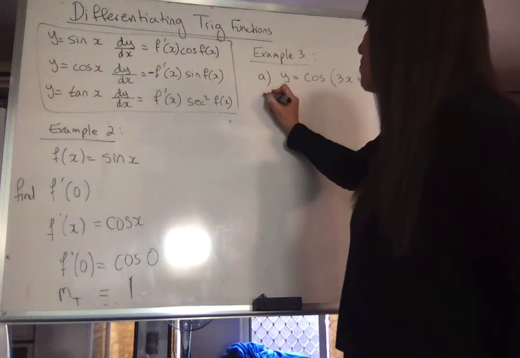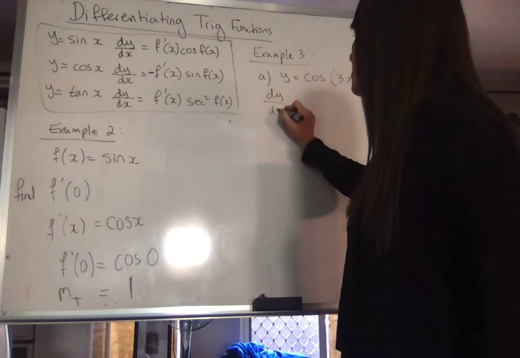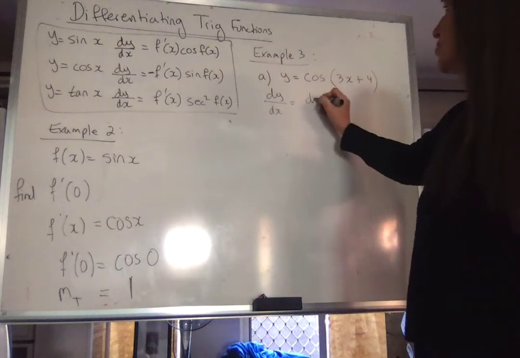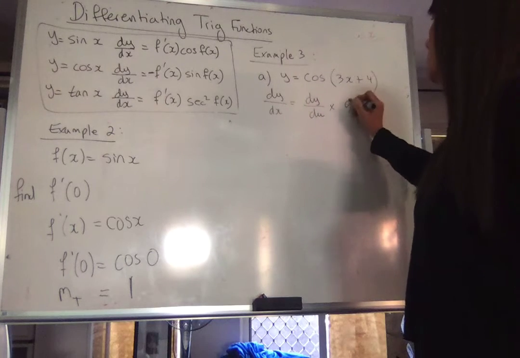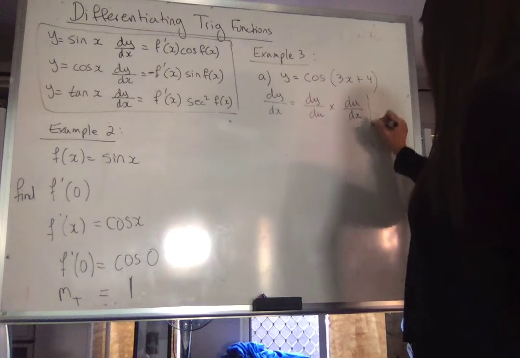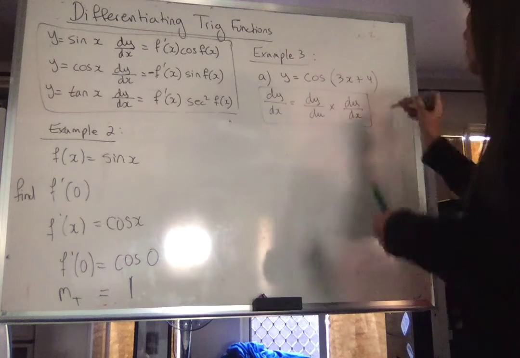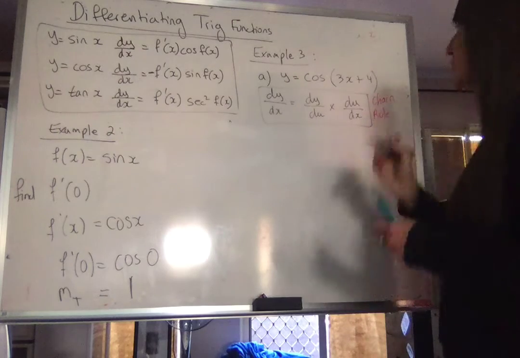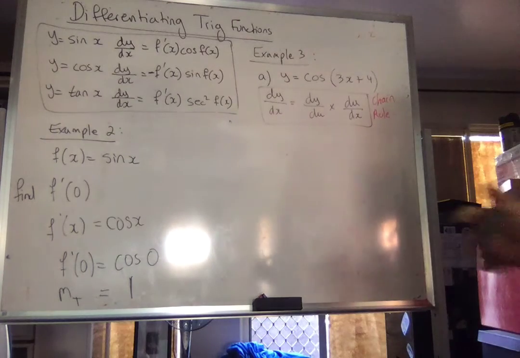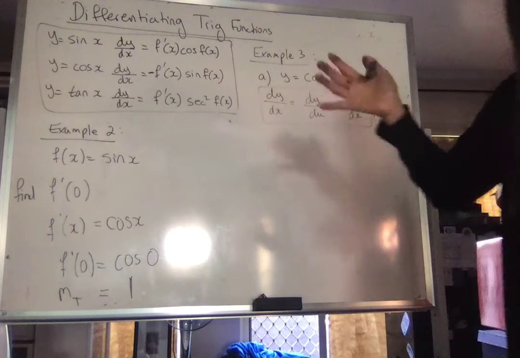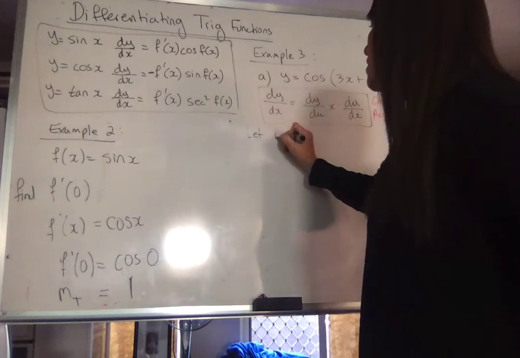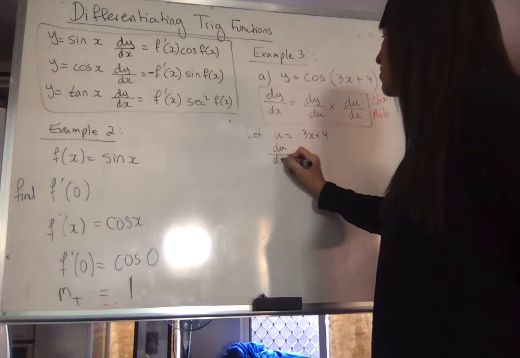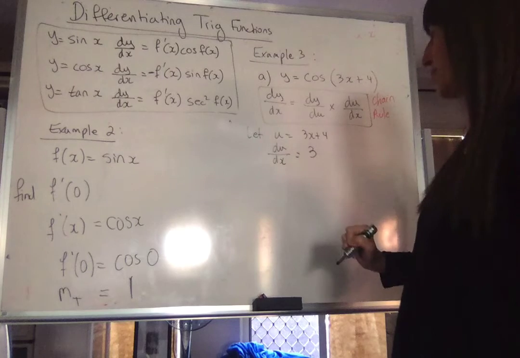So you remember the chain rule is dy dx is equal to dy du times du dx. Chain rule. So where do we start? We say let u always be what's inside the brackets. So let u equal 3x plus 4. So du dx, I differentiate for x, I end up with 3.